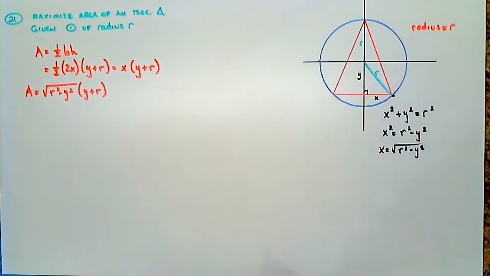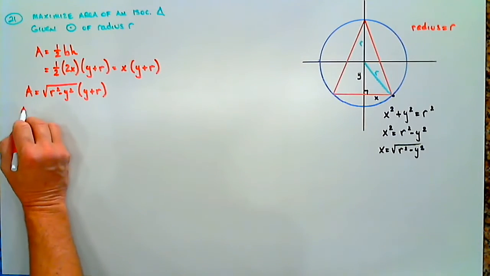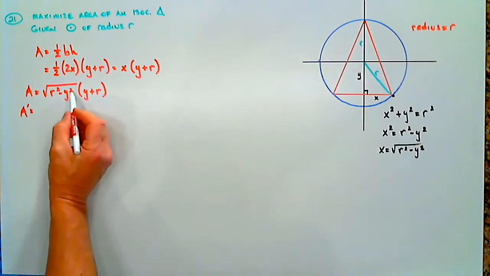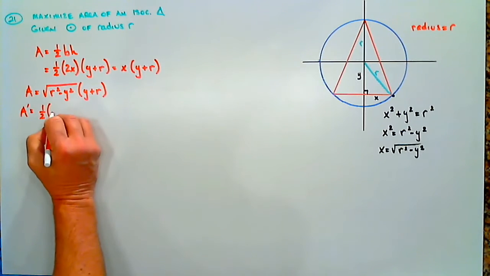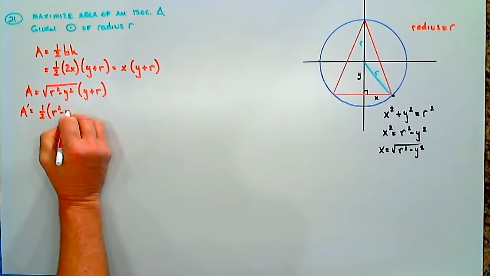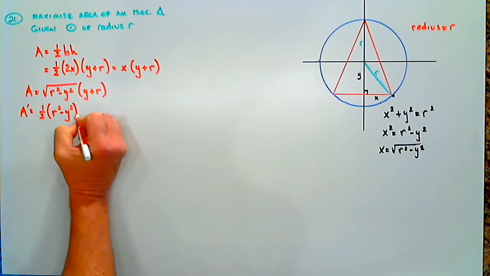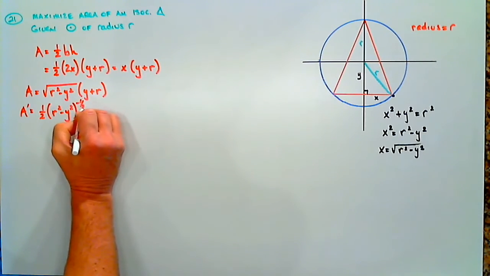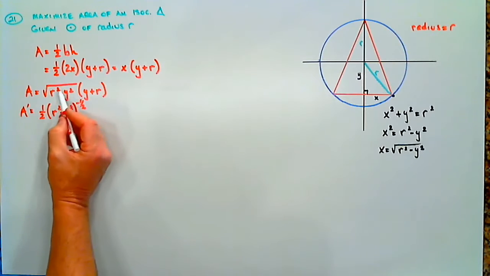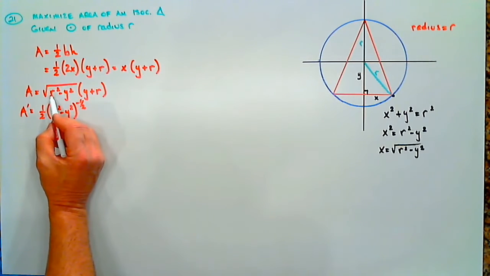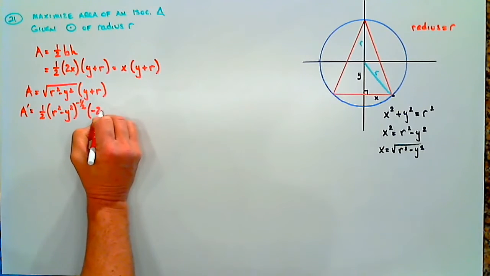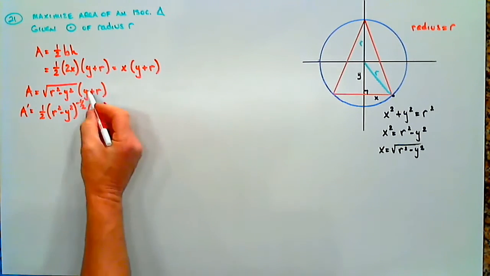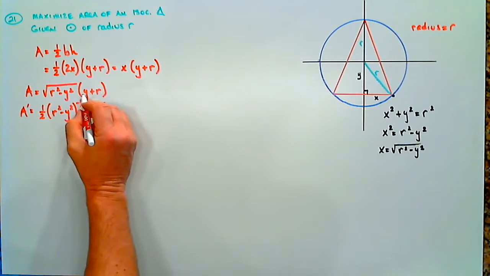Now what are we going to do? We're going to find the derivative. So we're going to have to use the product rule, right? The derivative of this is going to be 1/2 (r squared minus y squared) to the minus 1/2, times the derivative of what's inside. r is a constant, so r squared is a constant, so the derivative of what's inside is negative 2y, right? Now that's going to be multiplied by (y plus r).